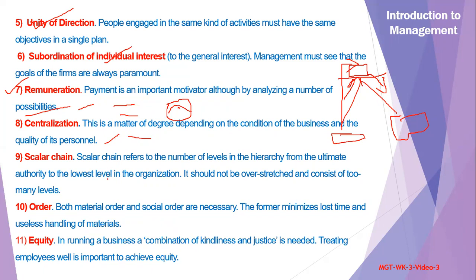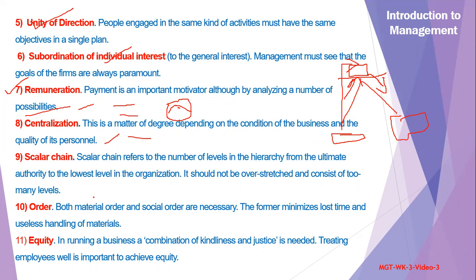Next is scalar chain. Scalar chain refers to the number of levels in the hierarchy, from the ultimate authority to the lowest level in the organization. It should not be overstretched and consist of too many levels. Again, scalar chain refers to the number of levels, which we call hierarchical structure, like top, middle and lower level management.